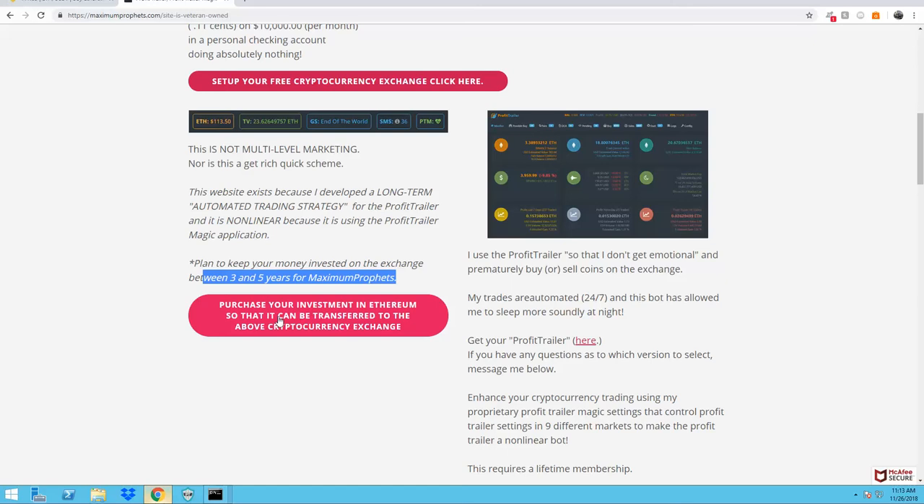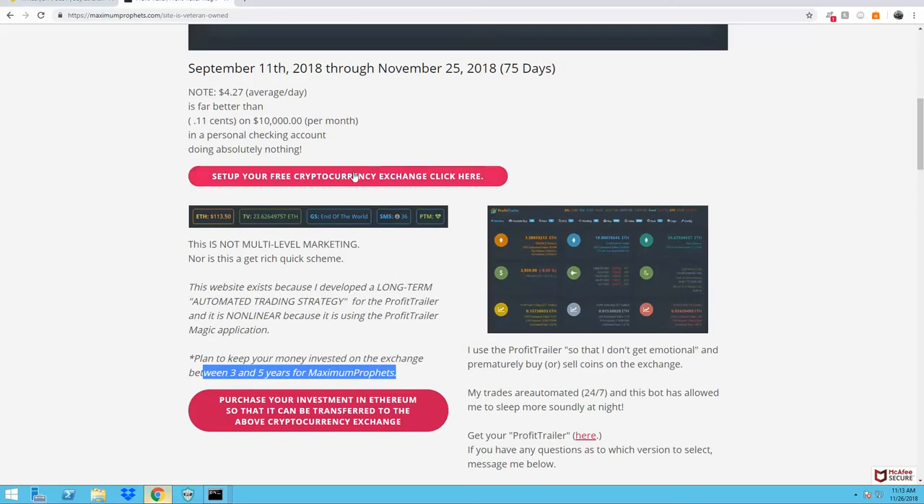And what you would want to do is click here to purchase your investment in Ethereum so that it can be transferred to the above cryptocurrency exchange that you set up. Again, not complicated. It just seems complicated, scary at first when you're first doing it. However, I am here to help you do this if you need help. Whether you join me as a member to Maximum Profits or not, I will help you with all of this.